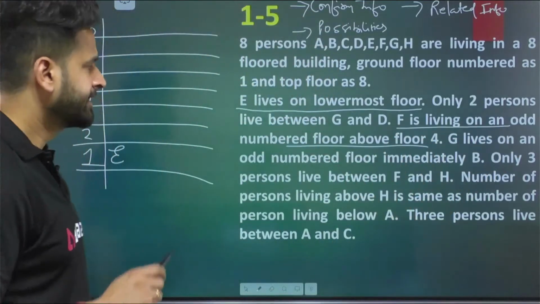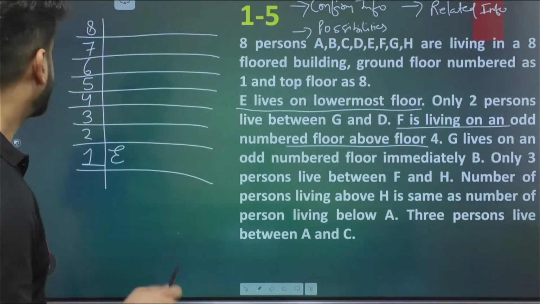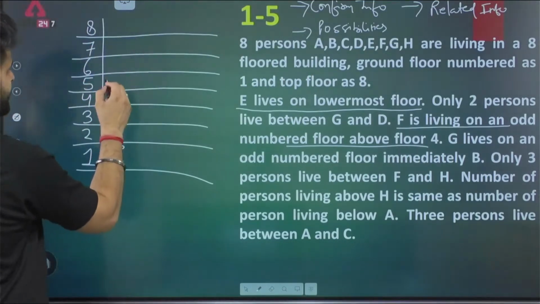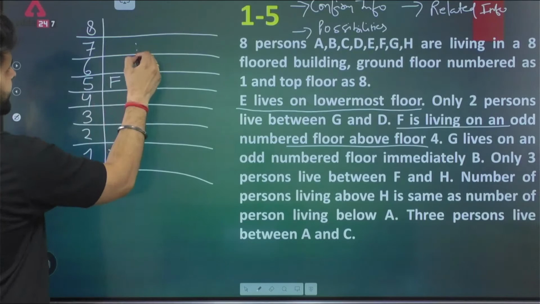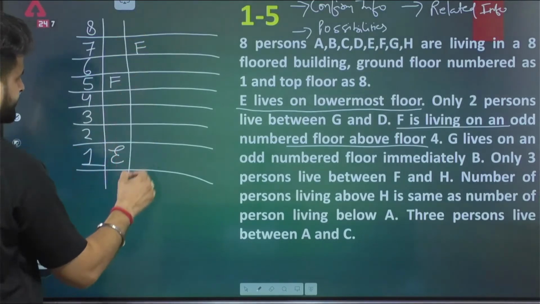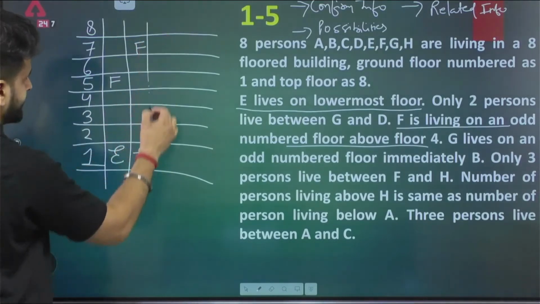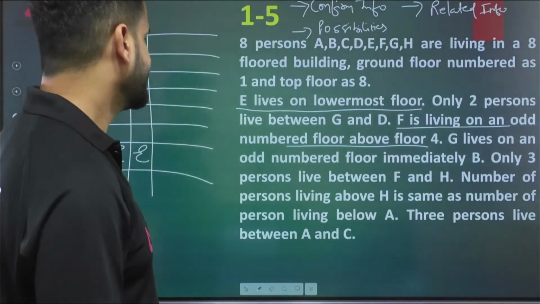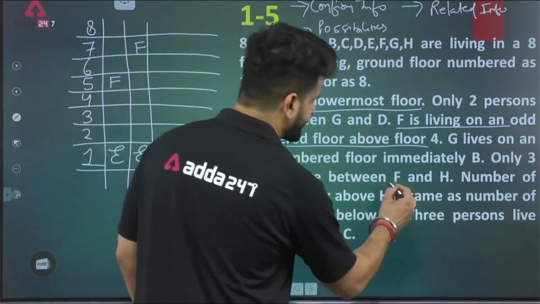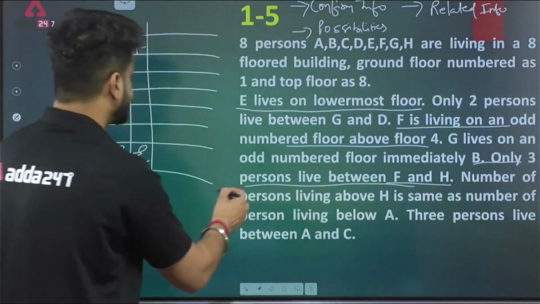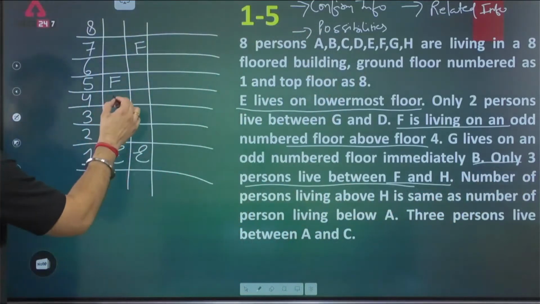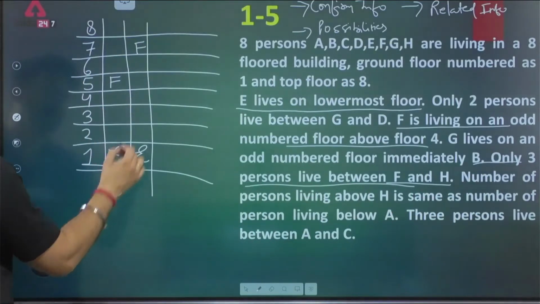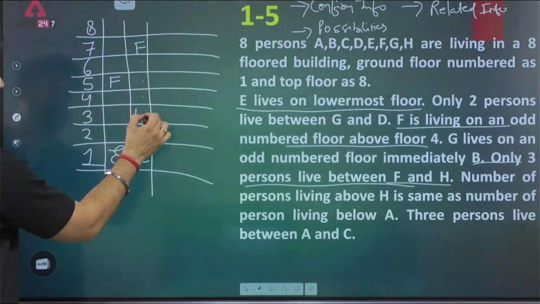Minimum possibilities. F is on an odd floor above the fourth. F can be on 5, F can be on 7. One more possibility will be there. This will be E. Done. Now related to F, do I have any other information? Let's see. Yes, related to F, I have only 3 persons between F and H. So 1, 2, 3. This condition is wrong. 1, 2, 3. This will be H.